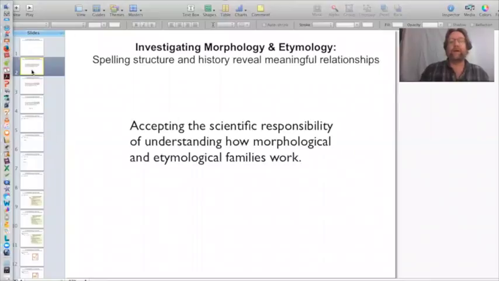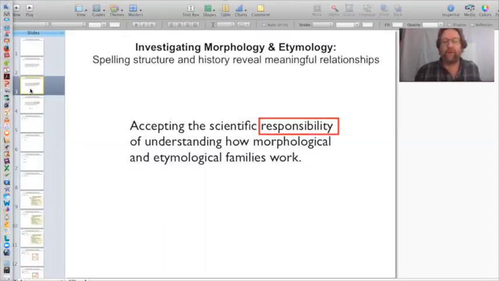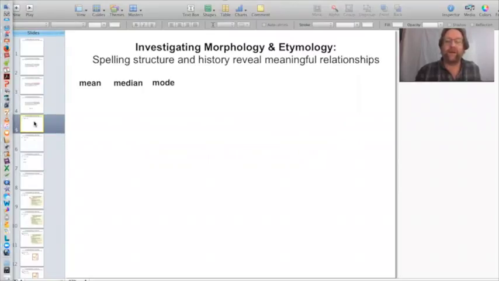There's a little subtitle here: accepting the scientific responsibility of understanding how morphological and etymological families work. That's what this piece is about. As I say, the word responsibility is going to star in this particular story. But first, as is often the case, it could be useful to go to an entirely different family and try to get our heads around some of the basic principles here.